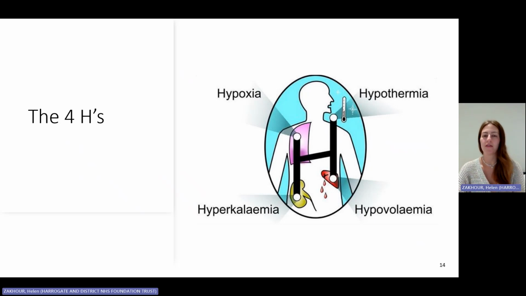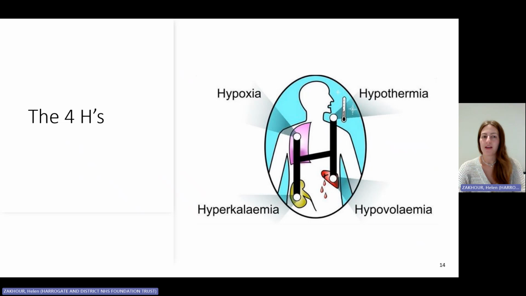Hypoxia is when you don't have enough oxygen in your body. So how we manage this in arrest is that we give them high flow oxygen, via either the bag valve mask or a more definitive airway. You can use airway adjuncts, which help us get a clearer airway in and provide the oxygen.